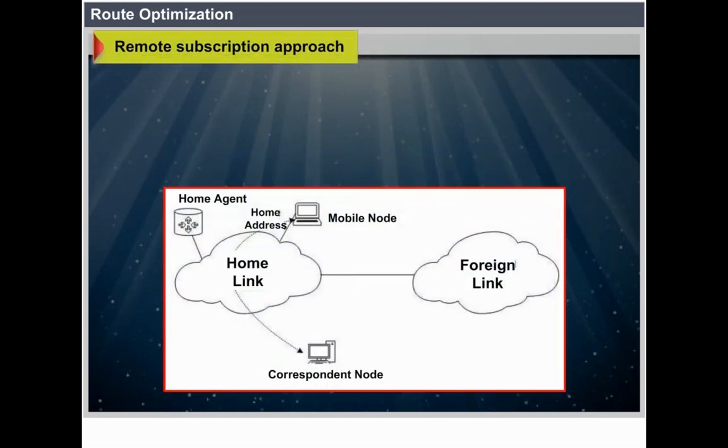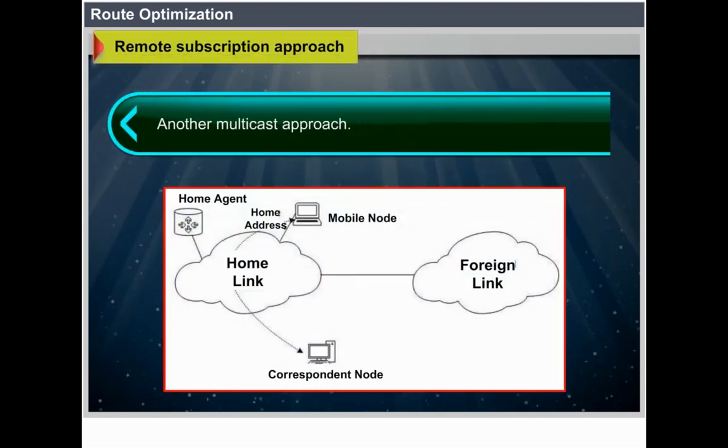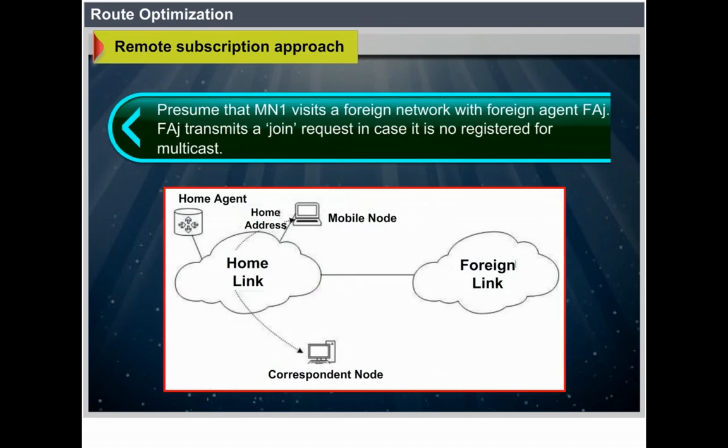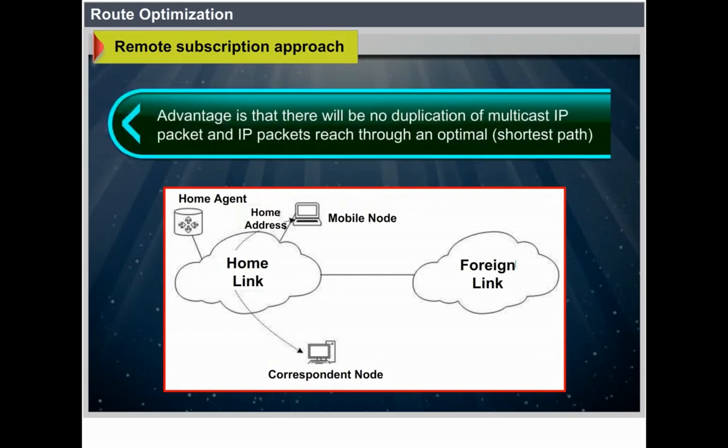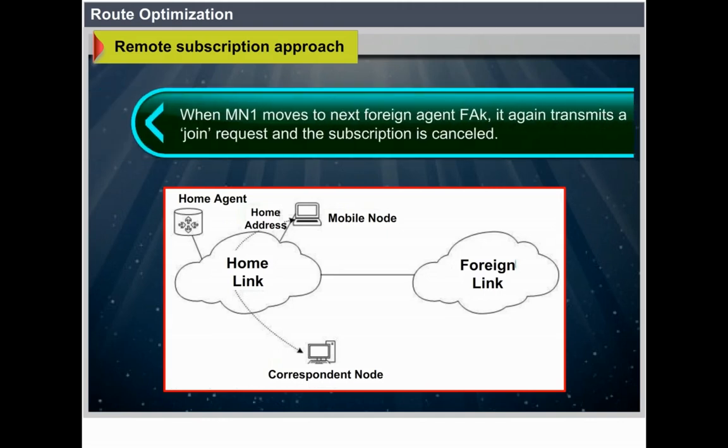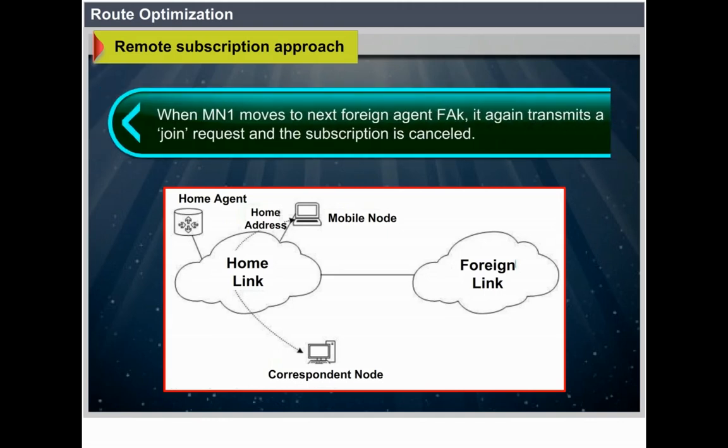Remote subscription approach. Another multicast approach. Assume that MNL visits a foreign network with foreign agent FAJ. FAJ transmits a join request in case it is not registered for multicast. Advantage is that there is no duplication of multicast IP packet and IP packets reach through an optimal shortest path. When MNL moves to next foreign agent FAK, it again transmits a join request and subscription is cancelled.